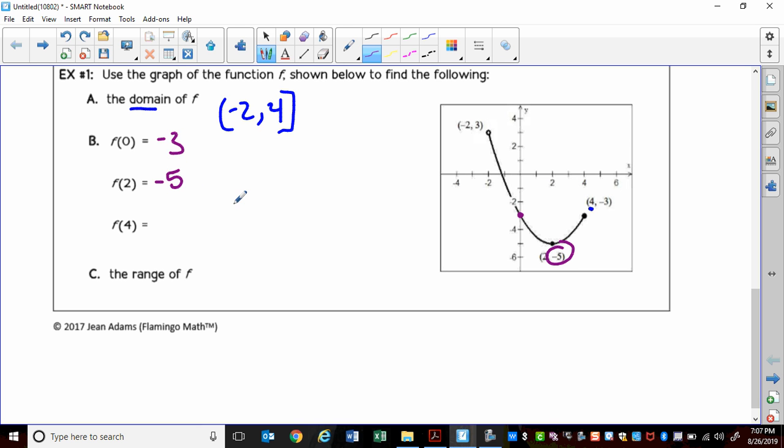The range of f, the range are my y values. My range, I'm going to always start at the bottom. It looks like I go all the way down to -5. I can include that because that's actually a point, so I know that -5 is inclusive, so I'm going to use a bracket. And I'm going to go all the way up to the highest y value, which is 3, but since that one was the open circle, I cannot make a bracket. That's going to be a parentheses.